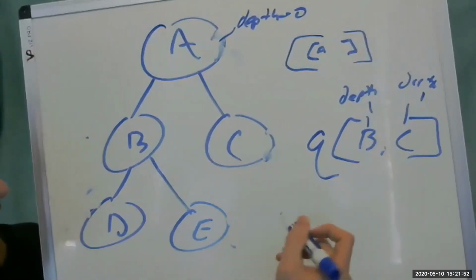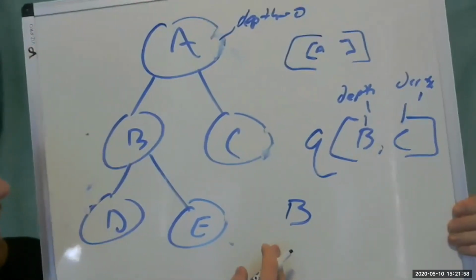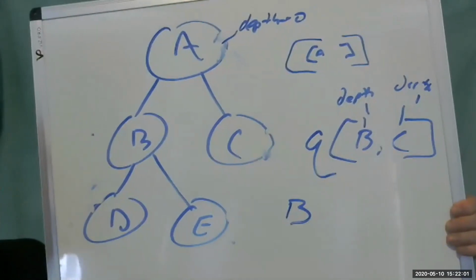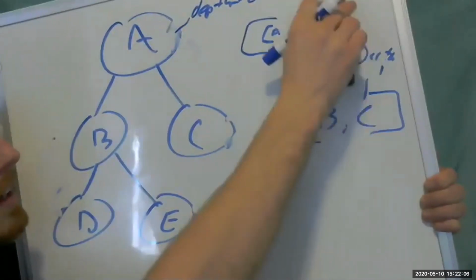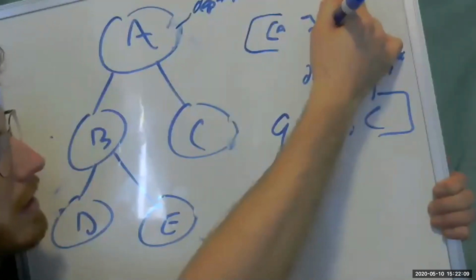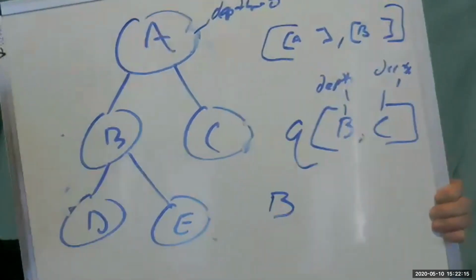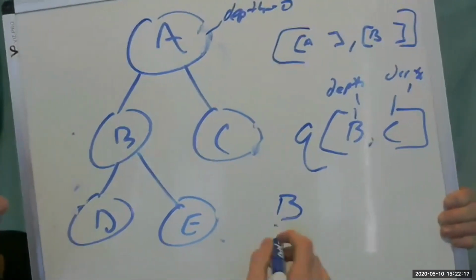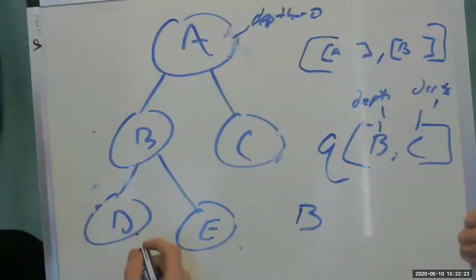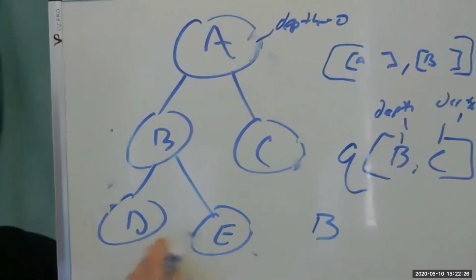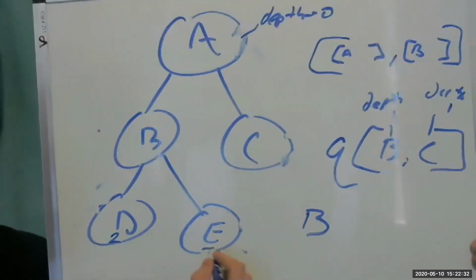So now when I dequeue, I've got my B. I'm going to look at its depth, which is 1. And I'm going to see if I have an array at the index of 1. I don't. So I'm going to make it, and I'm going to put my B in there right away. Okay, great. That's now my output. I'm going to put my depth plus 1 onto my children. So D is going to have a depth of whatever B's depth is plus 1. And E will have whatever B's depth is plus 1. So these will have a depth of 2.